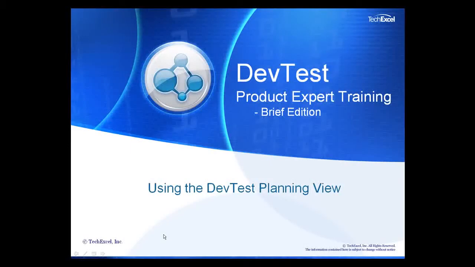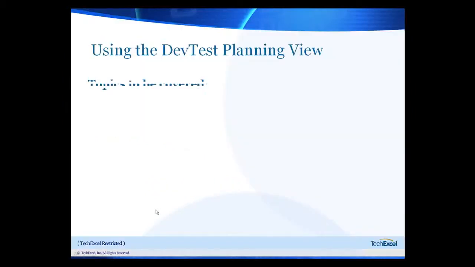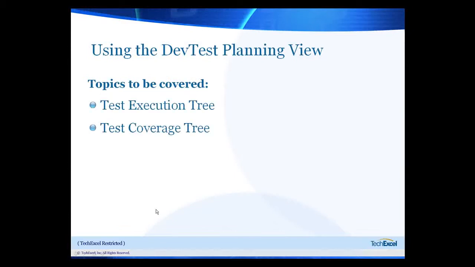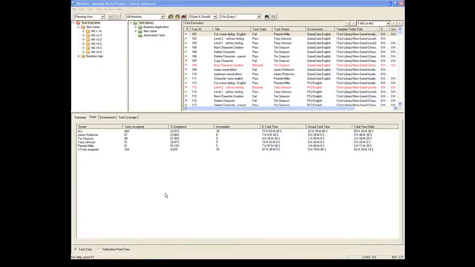This section of the DevTest Product Expert Training will cover using the DevTest Planning View. Specifically in this section, we'll look at the features of the DevTest Planning View, including the test execution tree, the test coverage tree, the list view, as well as the summary reports.